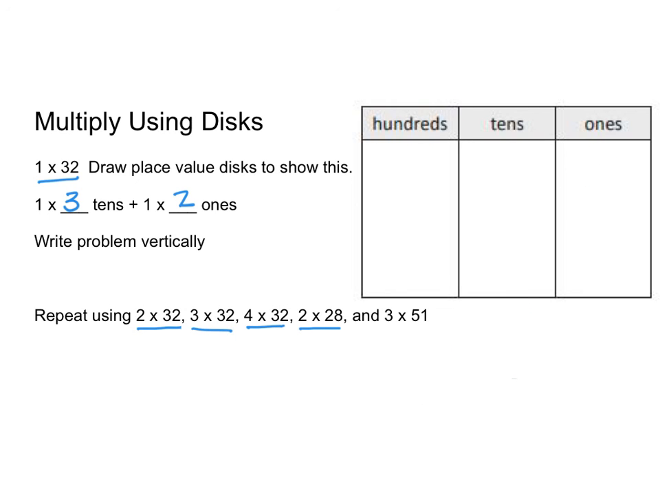All right, let's get rid of these and do our last one. And our last one here is 3 times 51. So 51 is 5 tens and 1 one. There's one set. Here's our second set. And then we do it one more time. So this is 51 times 3.